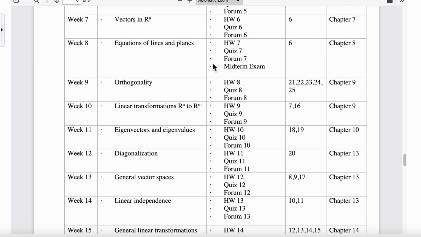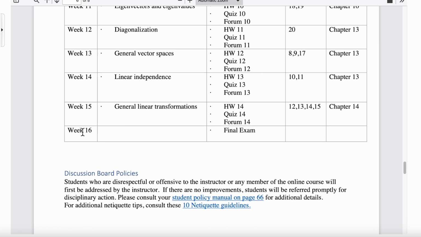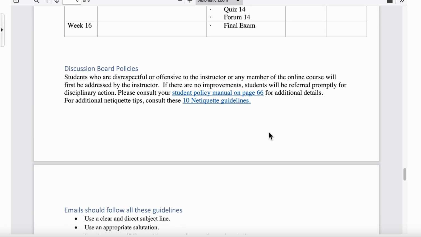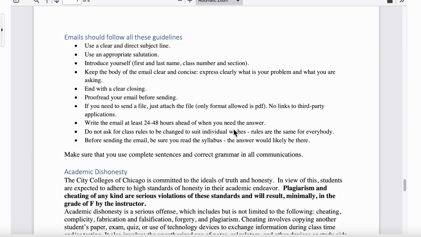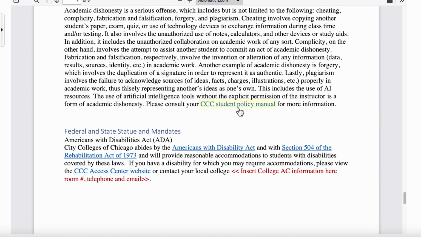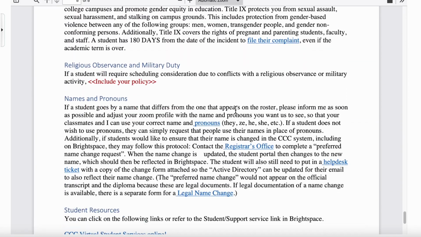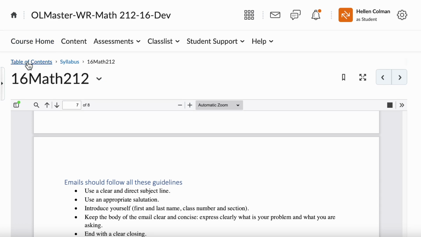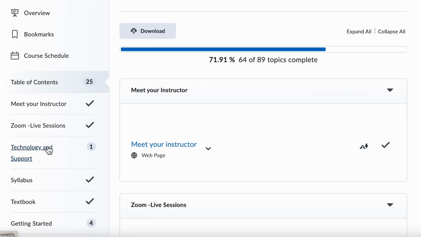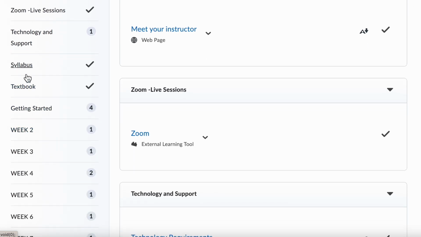In the week 8, you will also have a midterm exam, and at the end, you will have a final exam. So be sure that you read all the policies of the class. These are all very important. Be sure that you read it in your syllabus, in the syllabus of your class, the particular policy of your class. So coming back to the structure here that we have in the navigation bar.